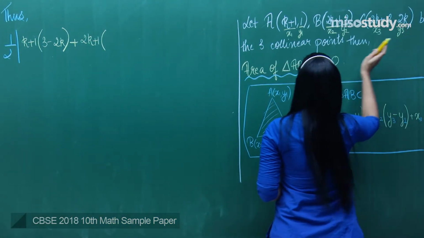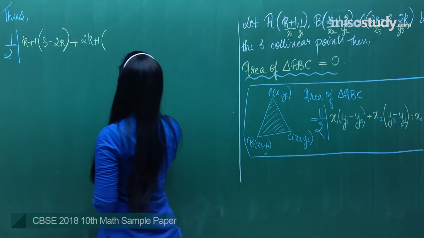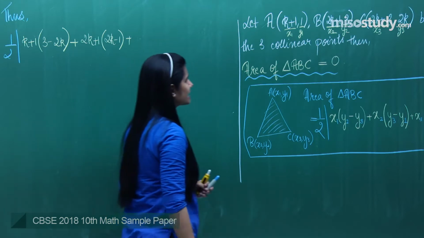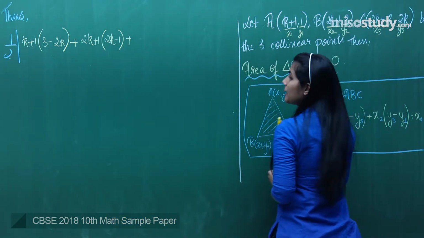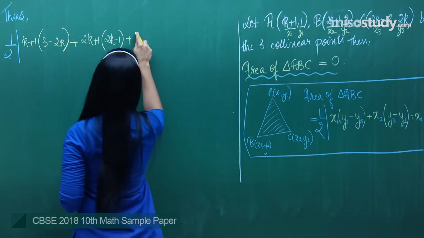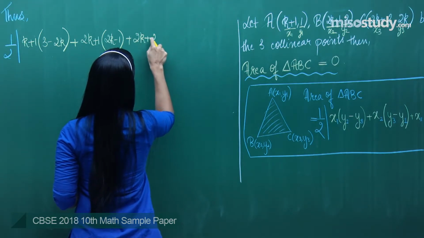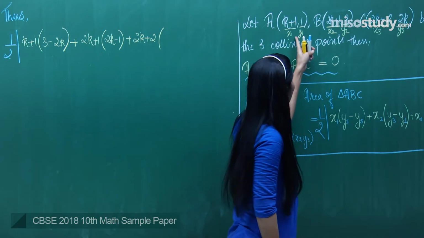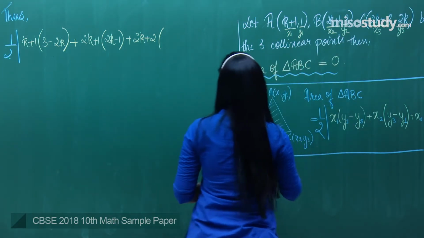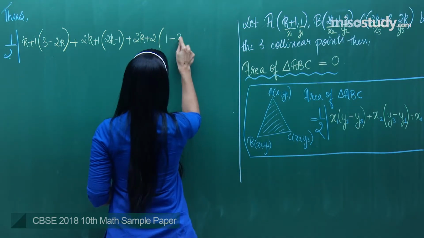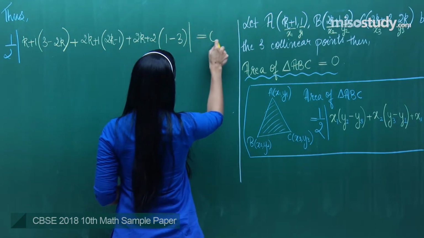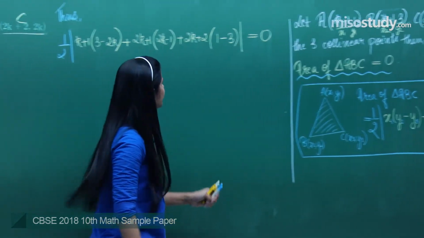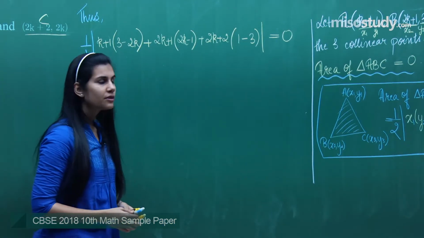So 2k minus 1. Plus x3. x3 is 2k plus 2, times y1 minus y2, which is 1 minus 3. Mod close equal to 0, because area of the triangle is 0 in this case. So that is what I have got.